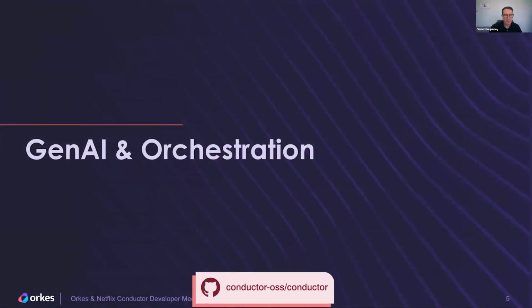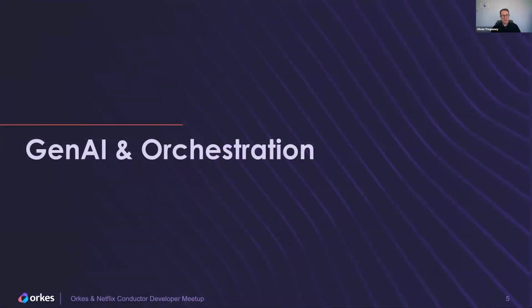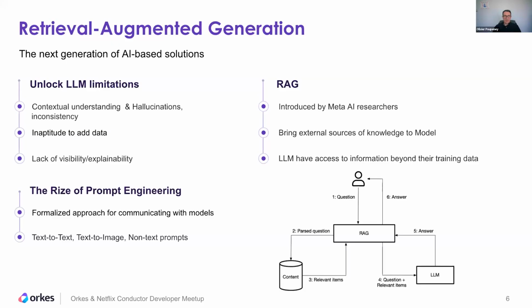So let's talk about generative AI and orchestration. And for that, I would like to start with a term that maybe some of you already heard about, RAG, for Retrieval Augmented Generation, what it stands for, and what is it, and what's its relation with orchestration. It is, in a sense, the next generation of AI-based solution.